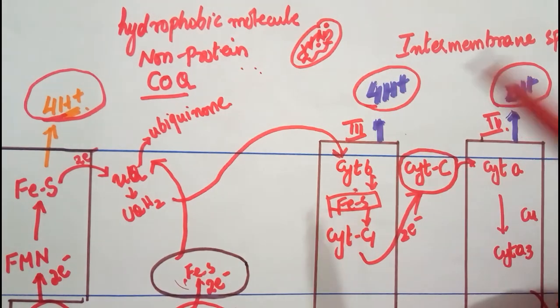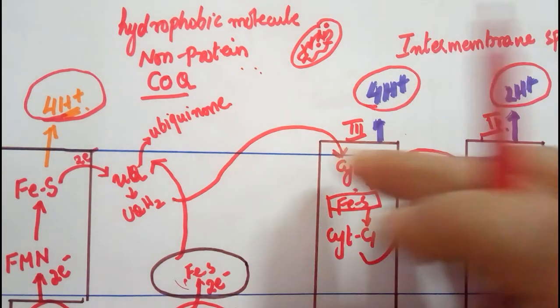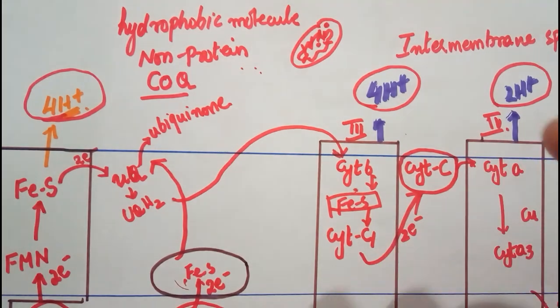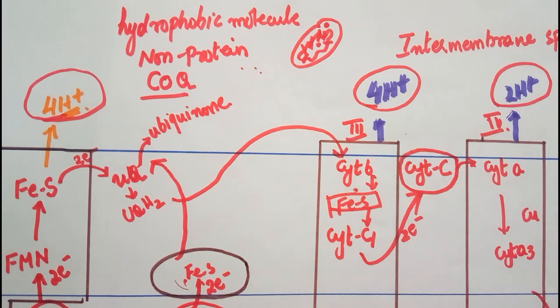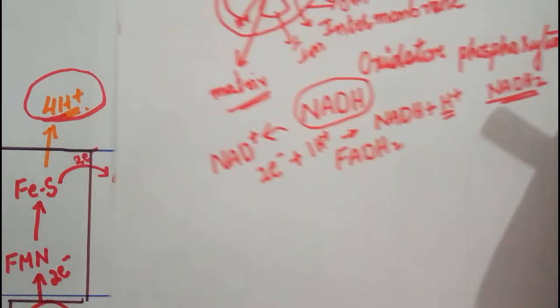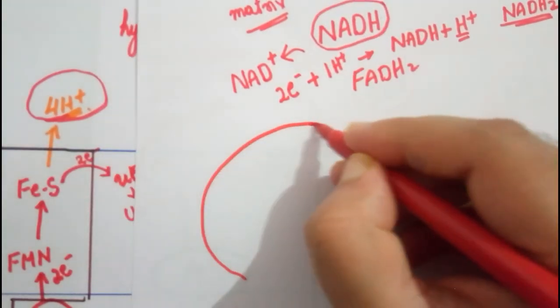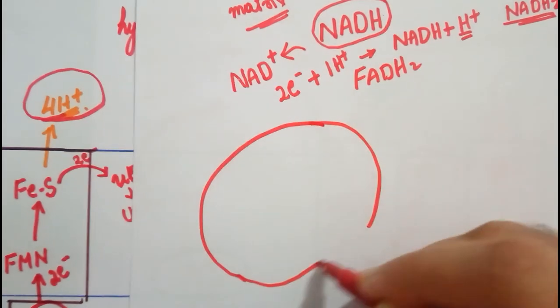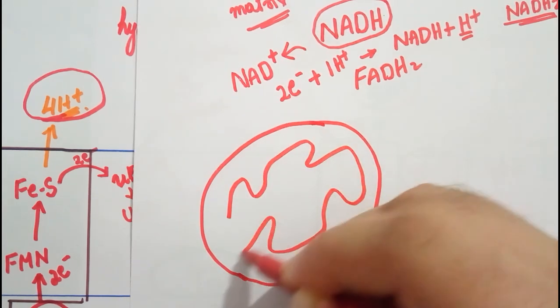Okay, so what are we creating? We are creating a gradient, a difference. This electron transport system is creating a difference in protons between the mitochondrial matrix and the intermembrane space. See here, I'll just show it here. Now this is the mitochondria, correct? Let us assume that this is a mitochondria, and this is the intermembrane space.